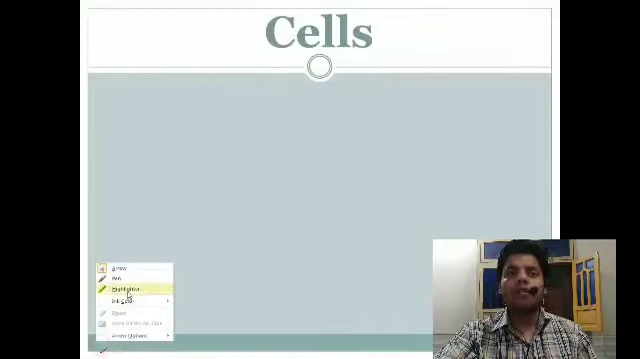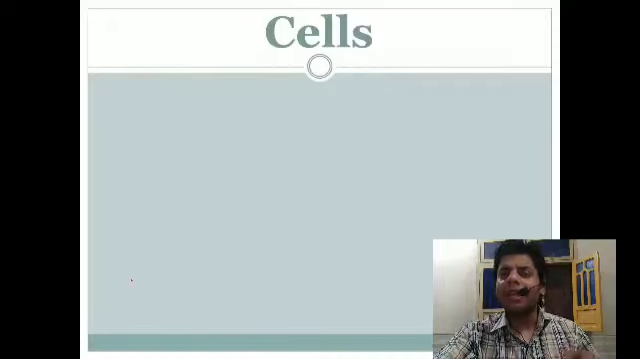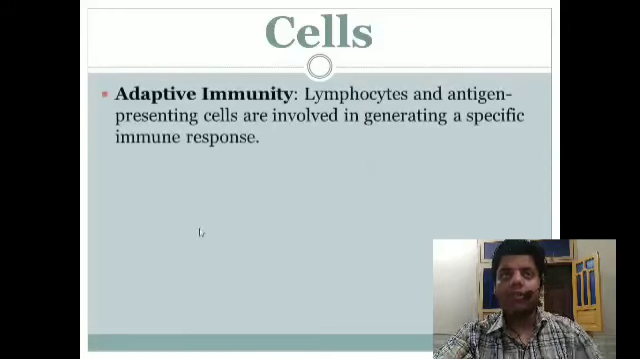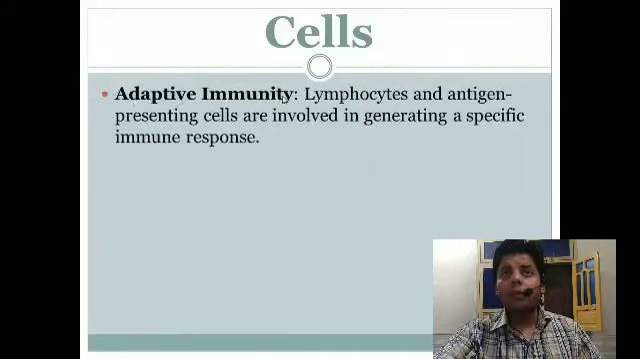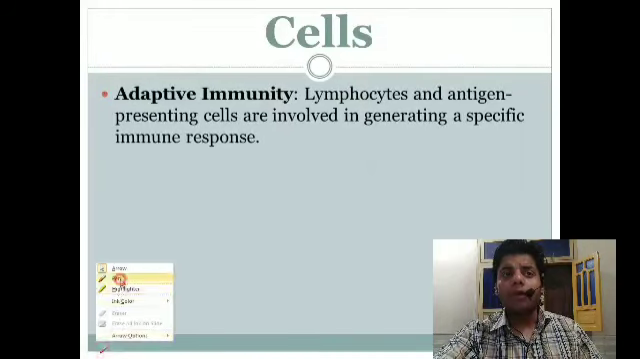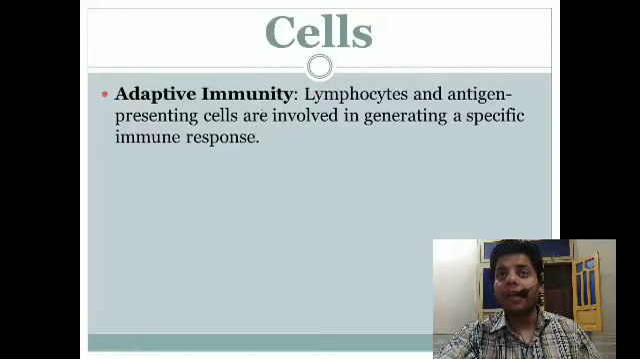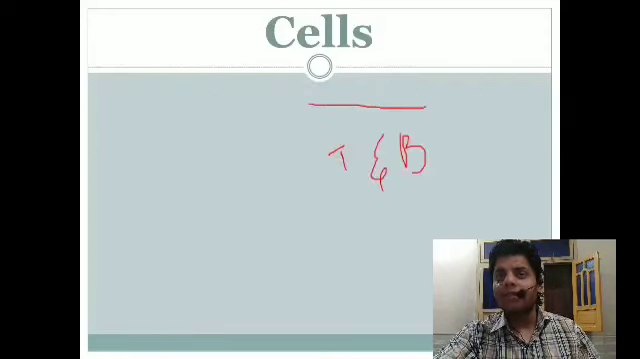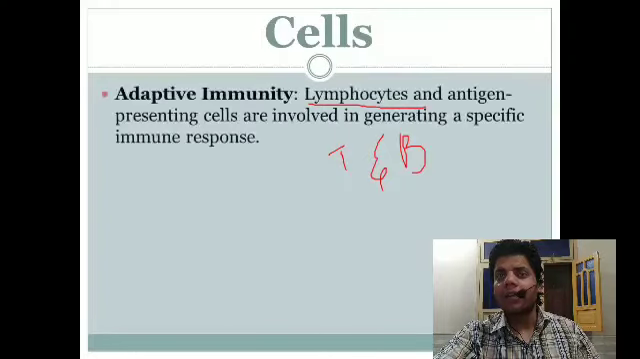Then we have cells. What kind of cells does innate immunity contain and what kind of cells does adaptive immunity contain? Let's talk about that. First of all, adaptive immunity. Adaptive immunity contains lymphocytes. Lymphocyte means T cells and B cells. So they contain T and B cells.